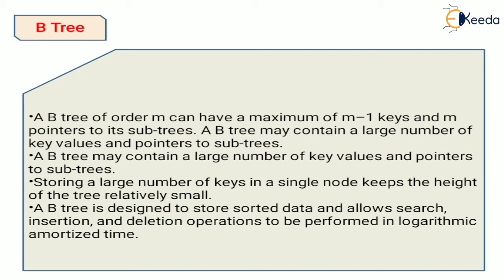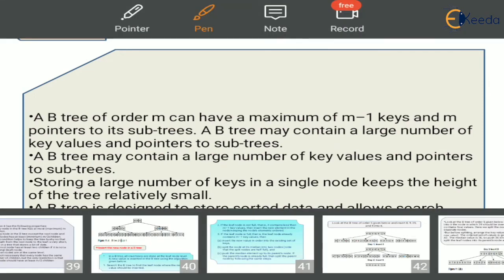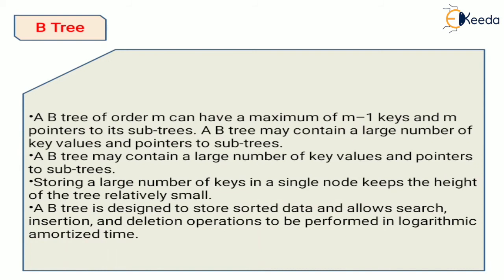A B tree may contain a large number of key values. Now, what is a key value? Key value means a node itself contains some value. So now, what is a key? A key is nothing but a value in a node, and a B tree has a large number of key values.